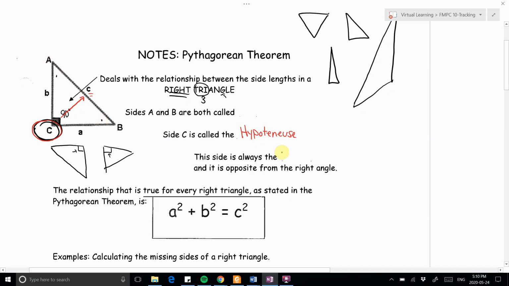So it's always the longest side. And it's also always opposite from the right angle. So if we draw an arrow out from the right angle, we're going to hit that hypotenuse.